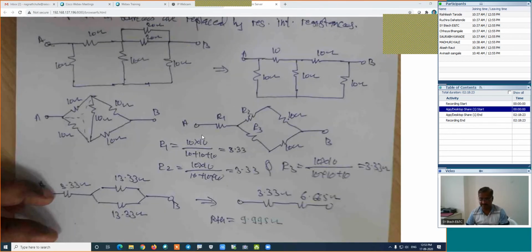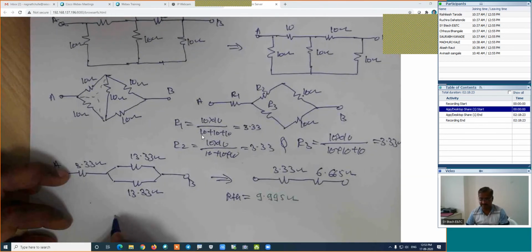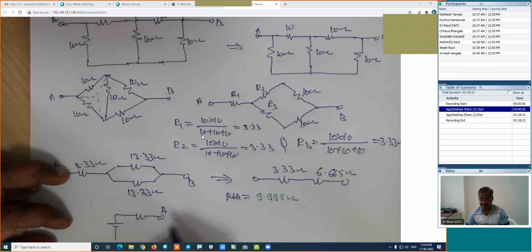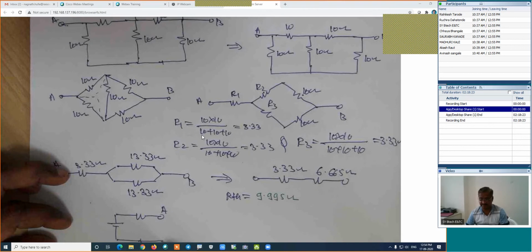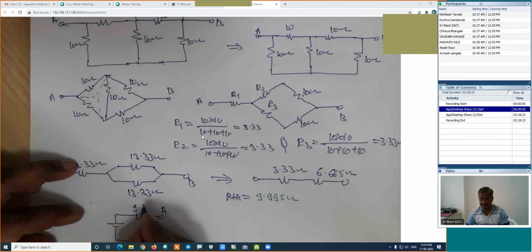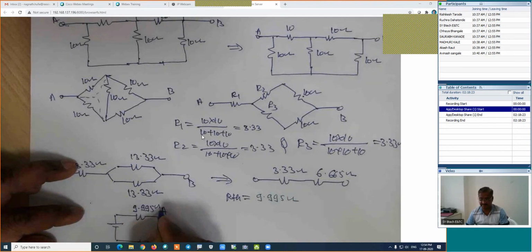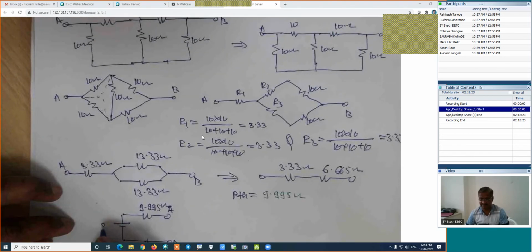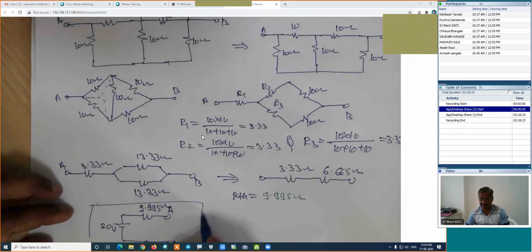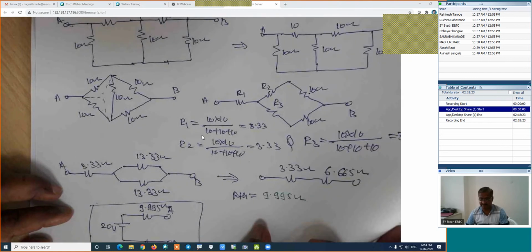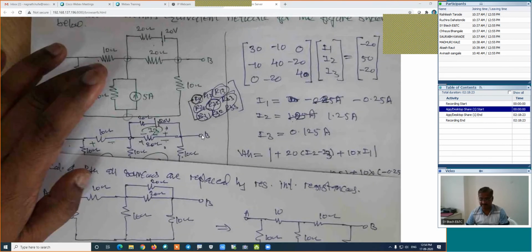Now if we know the VTH and RTH, then we can draw the final figure, which is something like this. This is A point and this is the B point. It is the 9.995 ohm, and this source, VTH, is 20 volt. This is the final answer because we are interested in the calculation of Thevenin's equivalent network for this given circuit.